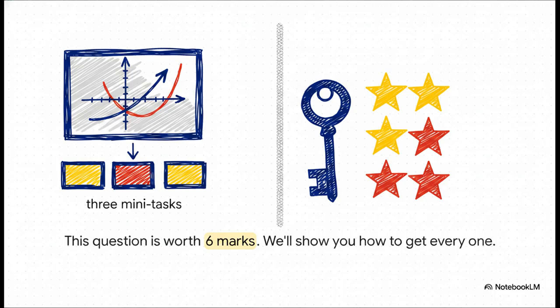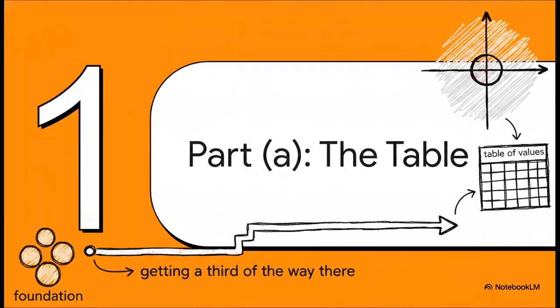Now, it might look a little intimidating, but trust me, it's just 3 really straightforward mini-tasks. We're going to use the official mark scheme as our roadmap, our cheat sheet, to show you precisely where every point comes from. This is the key to banking a guaranteed 6 marks. Okay, first up, Part A, completing the table of values. This is the foundation for everything else. You get this right, and you're already a third of the way to full marks.